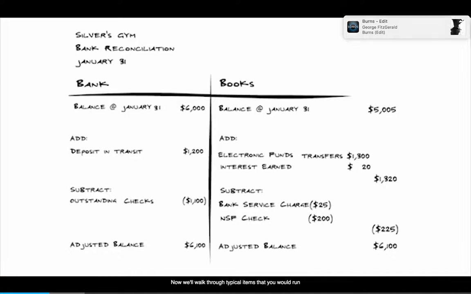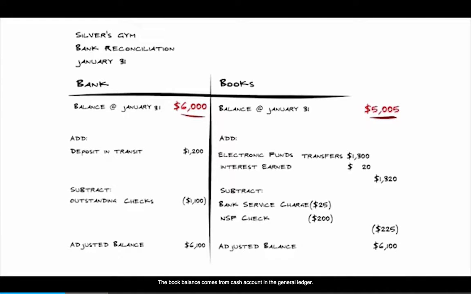Now we'll walk through typical items that you would run across during the bank reconciliation process. The bank balance comes from the bank statement. The book balance comes from cash account in the general ledger. Now we need to consider timing differences. A deposit in transit is a deposit the company has made that is not yet reflected on the bank statement. In this case, Silver's Gem deposited $1,200, which was not represented on the statement. Therefore, this amount needs to be added to the bank balance.